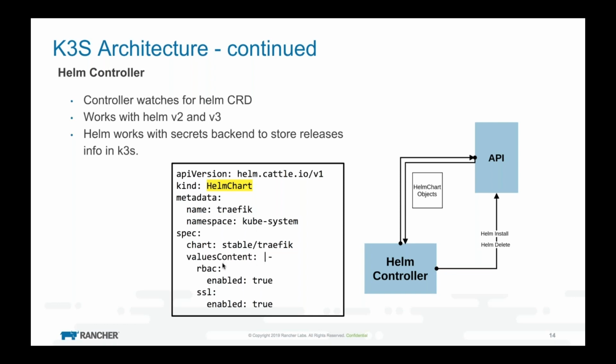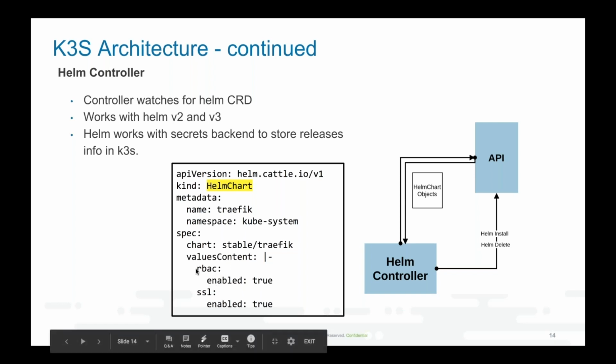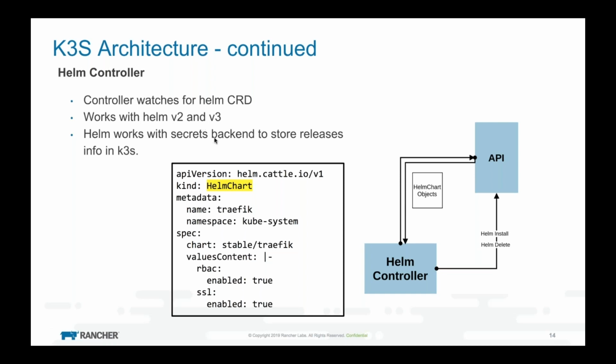So you can add any option or pass any option to the chart using this CR or CRD. The Helm controller works with Helm version 2 and Helm version 3. So one of the specs is the Helm version. You can just specify if you want to use version 2 for this chart, or use version 3 for this chart.